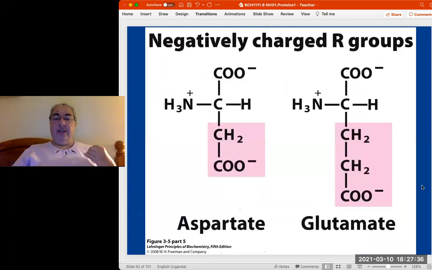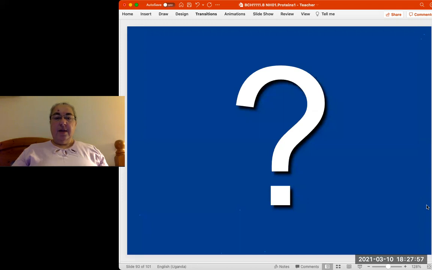And then the negatively charged R groups: aspartate or aspartic acid, and glutamate or glutamic acid. They are the same. Sometimes it's written as ate, sometimes as acid. So they are the two negatively charged acidic amino acids. Any questions?